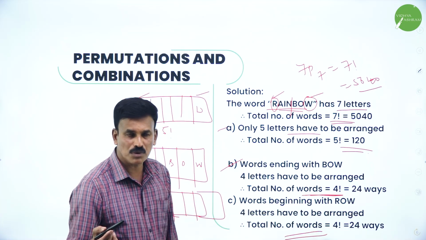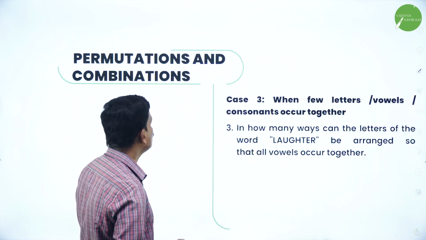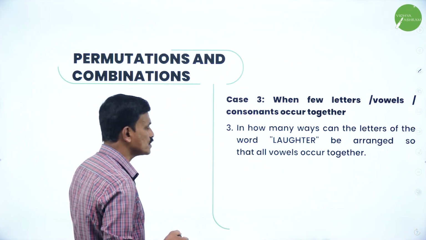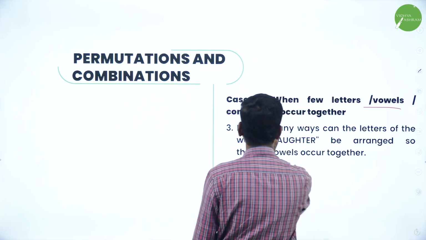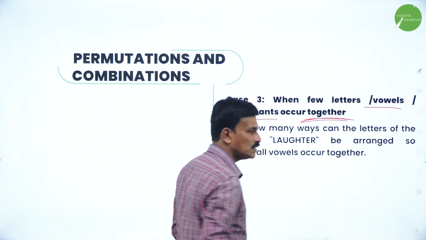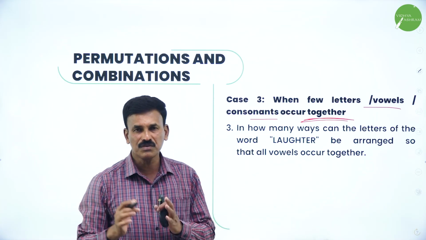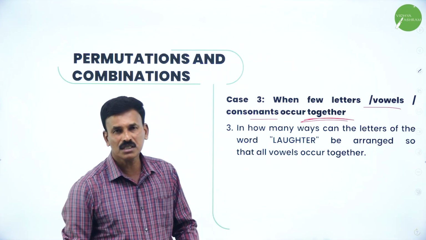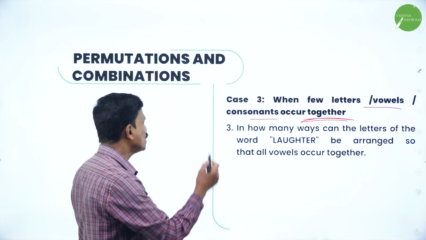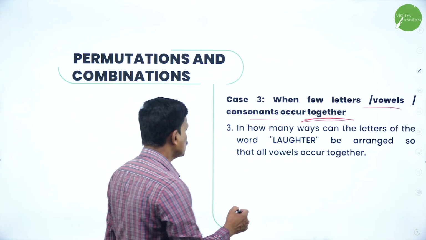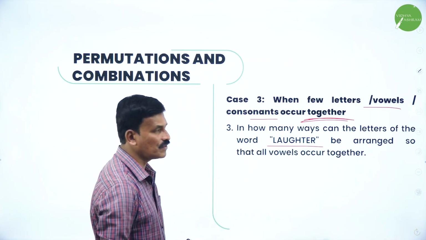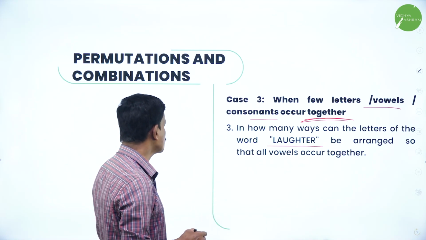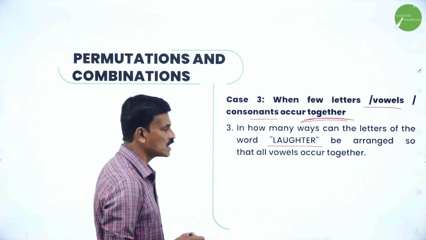Now move on to the next problem. Case 3. What is case 3? When a few letters, like vowels or consonants, occur together. If vowels and consonants or a few letters occur together, then how do we solve those types of problems? Let us take an example. Consider the word laughter. In how many ways can the letters of the word laughter be arranged so that all vowels occur together?